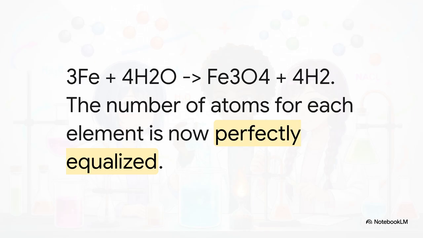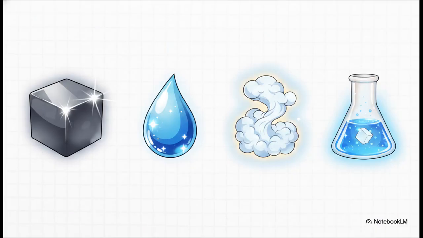We've preserved the chemical identity of the substances while successfully adjusting the stoichiometric ratios to obey the laws of physics. To make this equation completely robust, textbook perfect, we must append physical state symbols. Knowing whether a substance is a solid, liquid, gas, or dissolved in an aqueous solution fundamentally impacts the thermodynamics and kinetics of the reaction. Solid-state reactions often proceed much slower than those in aqueous solutions where ions can freely collide.